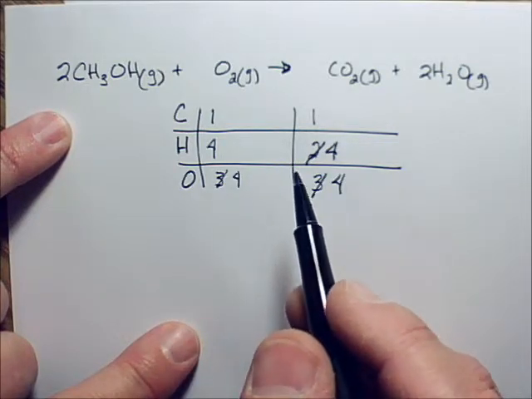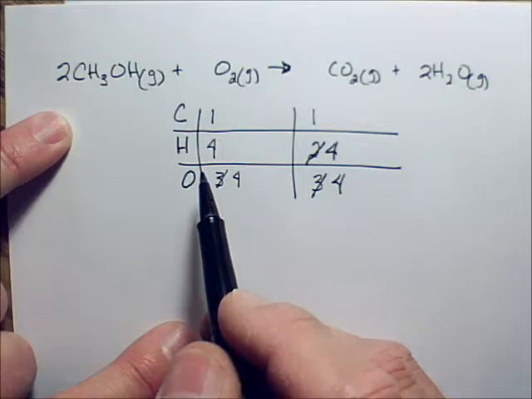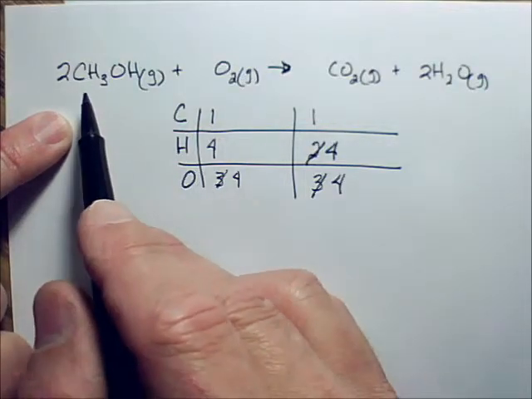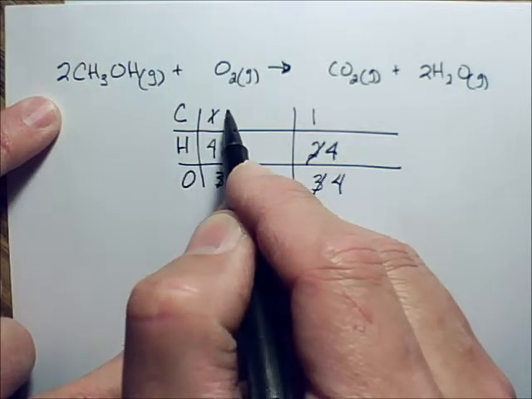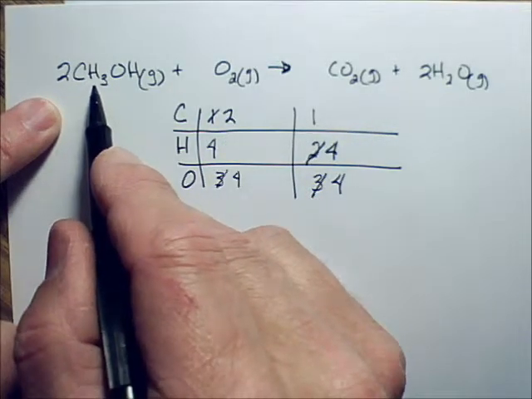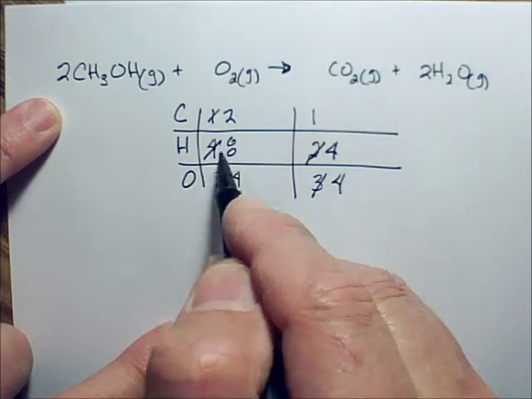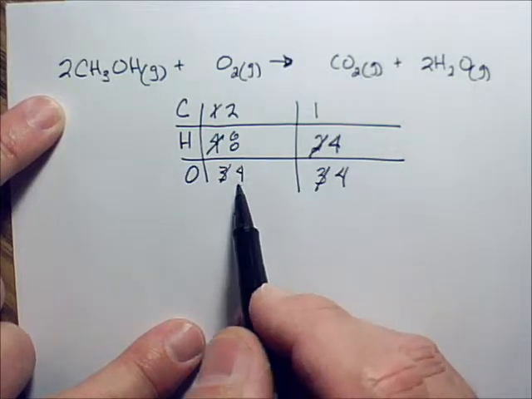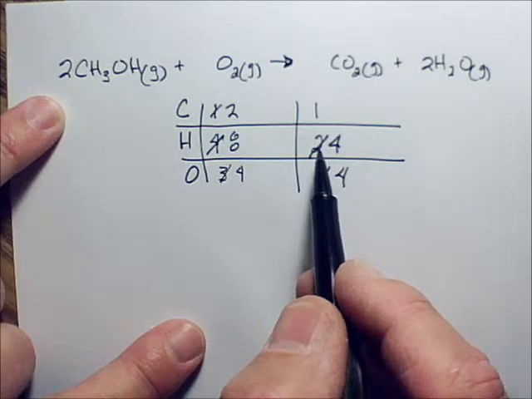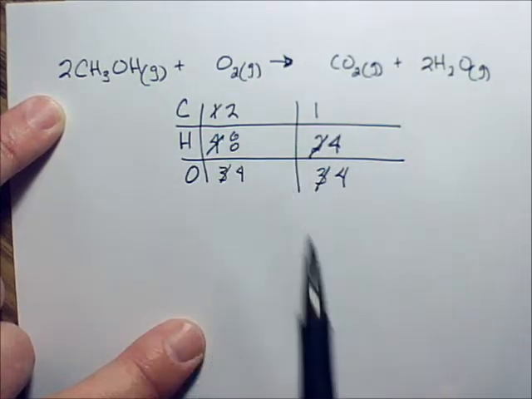All right, but it also changed the number of hydrogens and carbons. I now have 2 carbons, and I have 8 hydrogens. All right, since we're going to save oxygen for last and hydrogen next to last, the next thing I want to try to balance is the carbons.